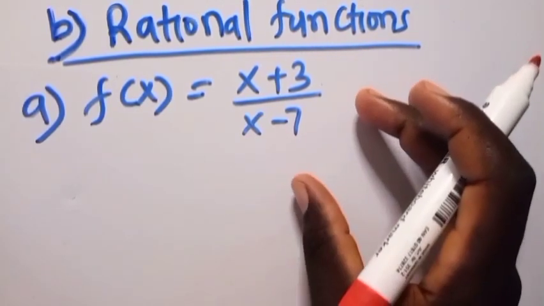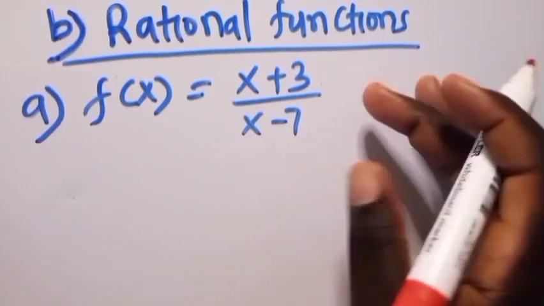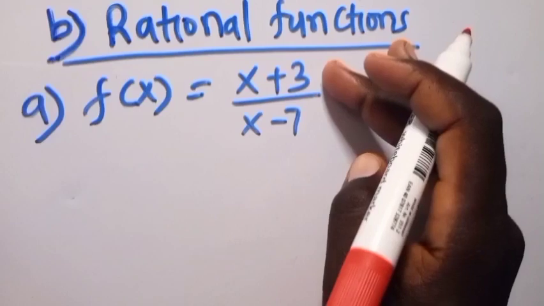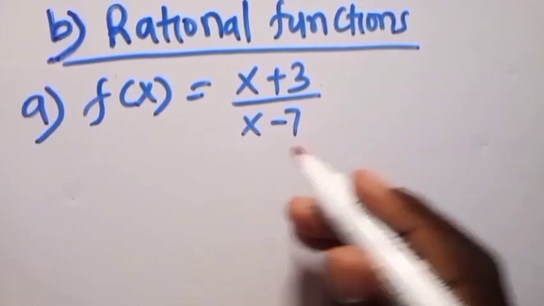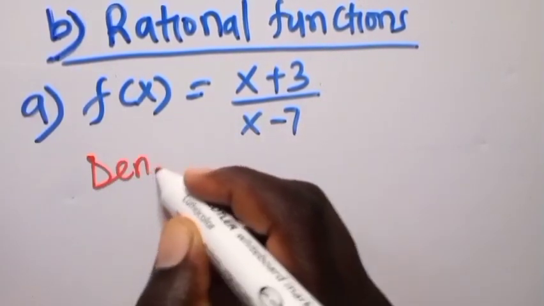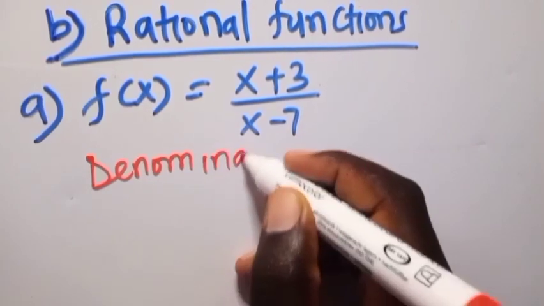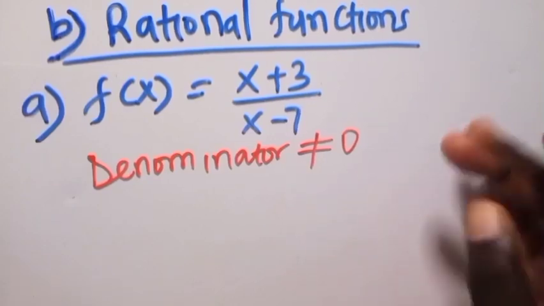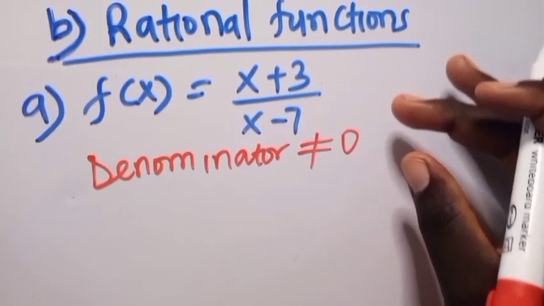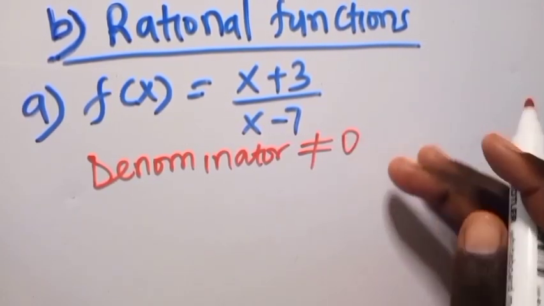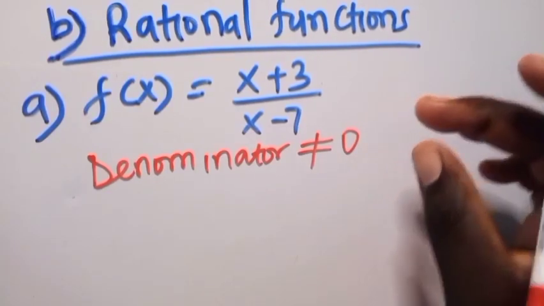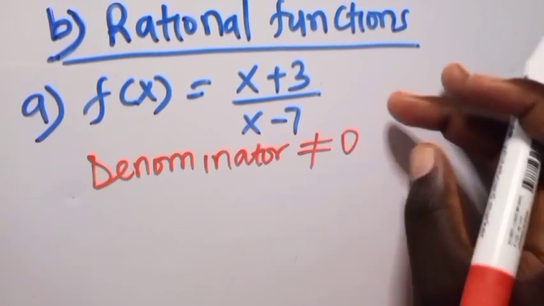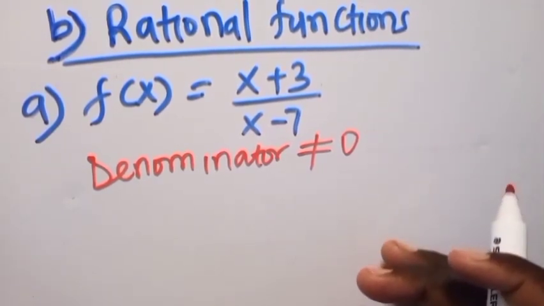The first rule is that we cannot divide by 0. And since this function has both a numerator and a denominator, that means we set the denominator not equal to 0. Then the second rule is that we cannot take the square root of a negative number. And since this one does not have a square root sign, we cannot consider the second rule.